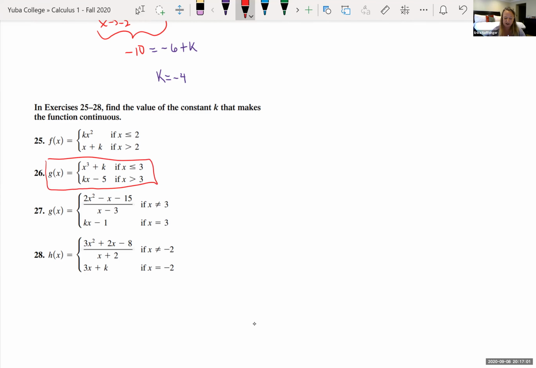It says to find the value of k that makes this function continuous. So the only problem that we're going to have is at 3. And so let's look at the limit as x is approaching 3 on the left-hand side. If we're approaching 3 on the left-hand side, that tells me that it's a number that is smaller than 3. And for a number smaller than 3 or equal to 3, we would look at this equation, x cubed plus k.